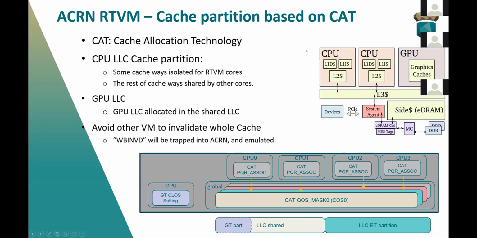Also, if we use CAT, from the RTVM side, it should avoid invalidating the whole cache. So the WBINVD instruction will be trapped into Archon. If it executes this instruction, it will be trapped into Archon and emulated by Archon. So in RTVM, it is better to avoid executing this instruction.